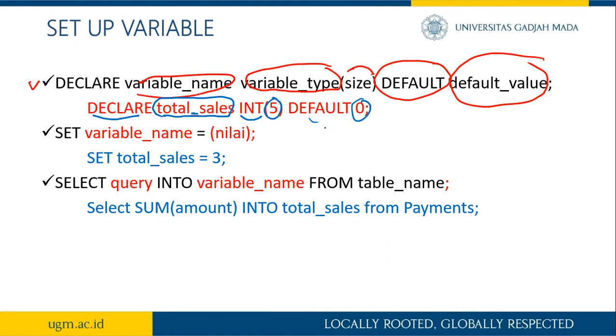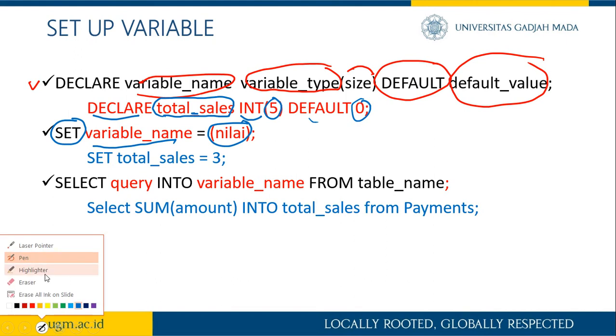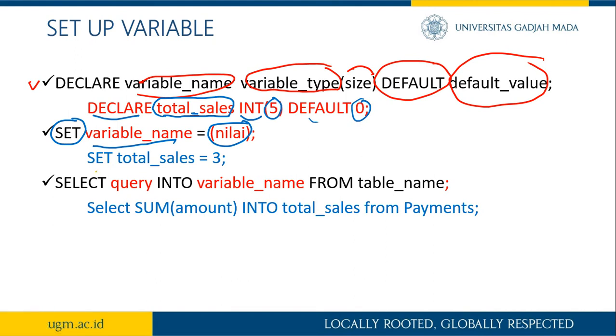However, we can change the values of the variables using set, like this one. Set the name of the variable and assign the value. In this example we use set total_sales equal to 3. That means we assign 3 into total_sales. We can also do it another way, like using the select query. So this is the first way to set up the variable, to assign values to a variable.